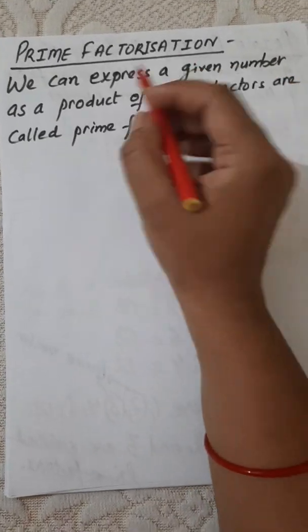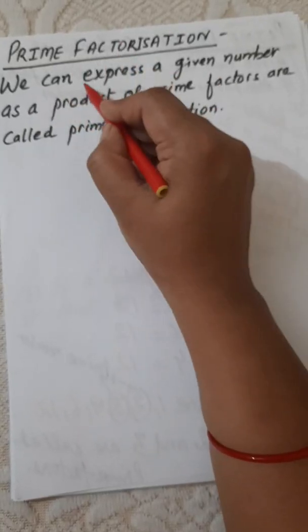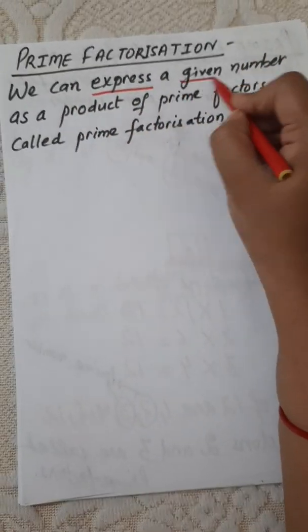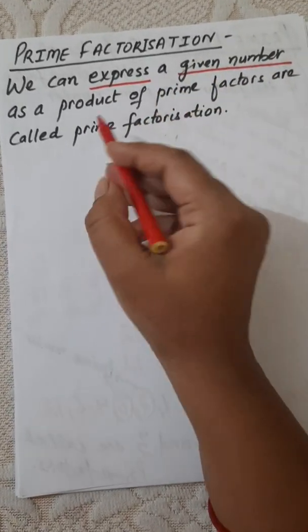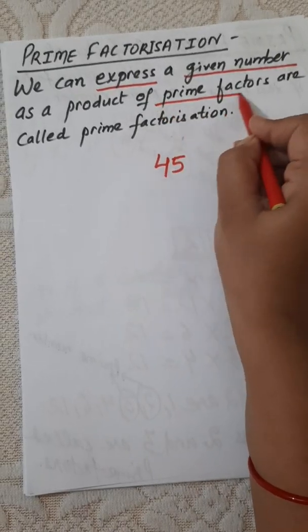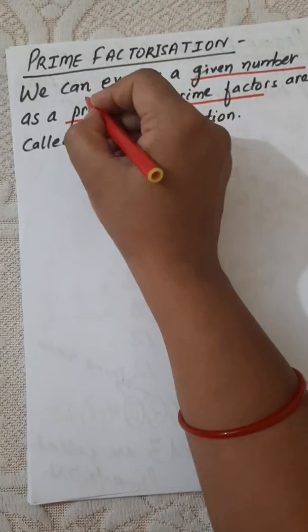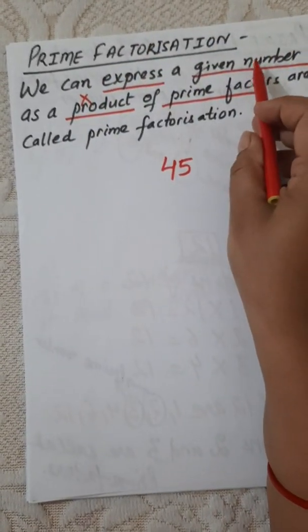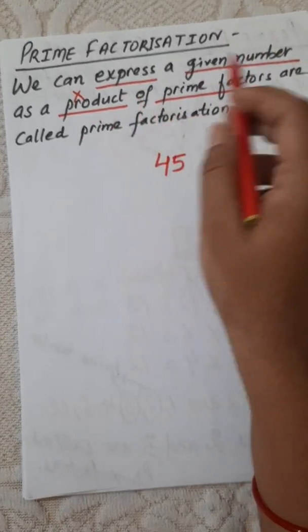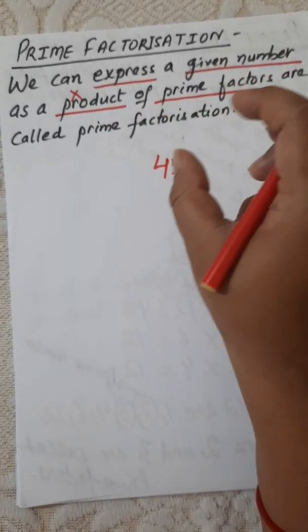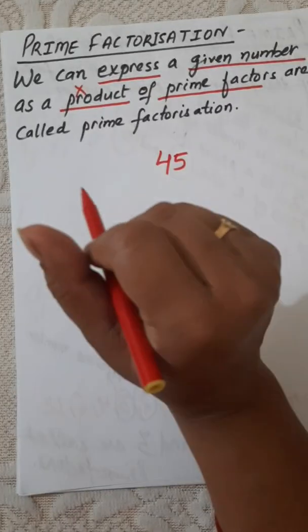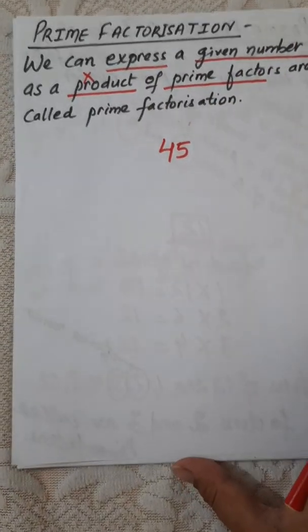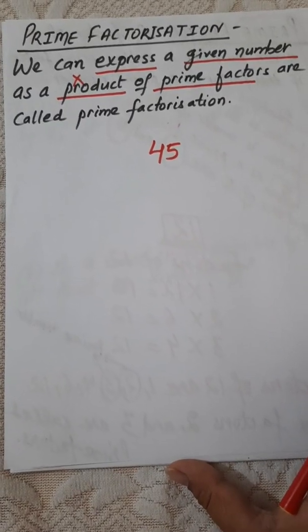Prime factorization means when we can express a given number, let's take the given number 45, as a product of prime factors. Product means multiply. When you express a given number as a product of prime factors, between two or more prime factors you will use the sign of multiplication. Such kind of numbers are called prime factorization.